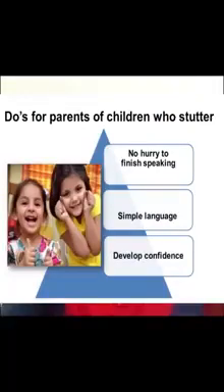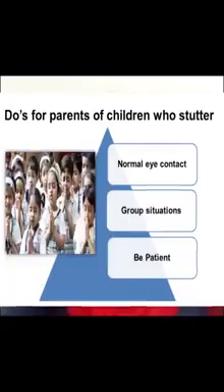Let me brief you about the do's for the parents of children who stutter. Help the child to feel there is no hurry to finish speaking, that is, encourage to use more pauses. Help the child to keep the language simple by using short sentences. Help the child to develop confidence. Use normal eye contact. Use as much group singing, group speaking, group reading as possible, since the difficulty in speech reduces in such situations. Be patient, try to understand the child.